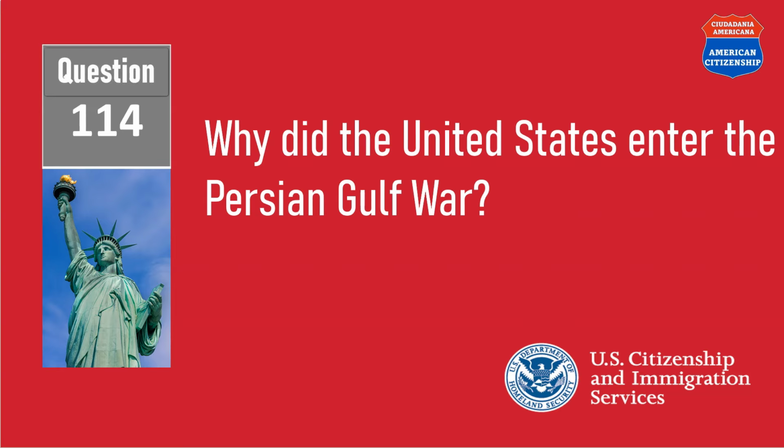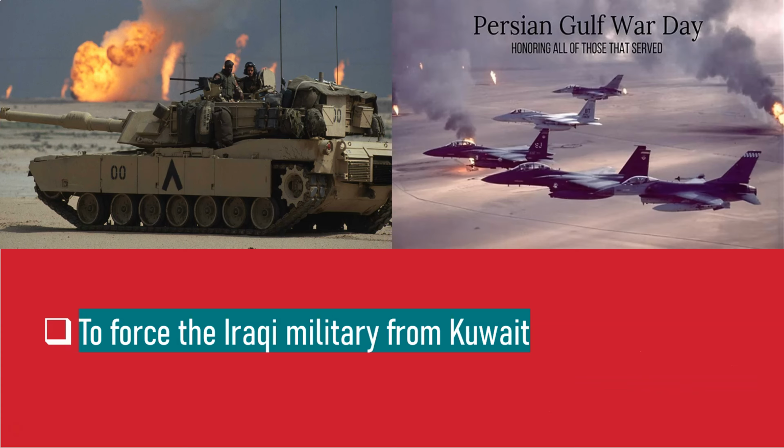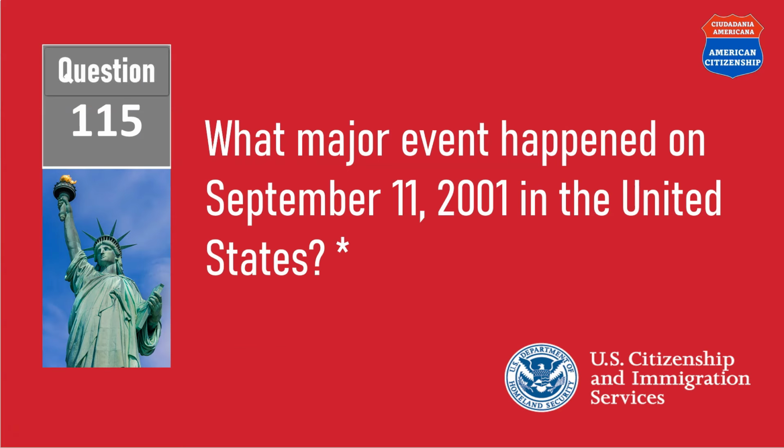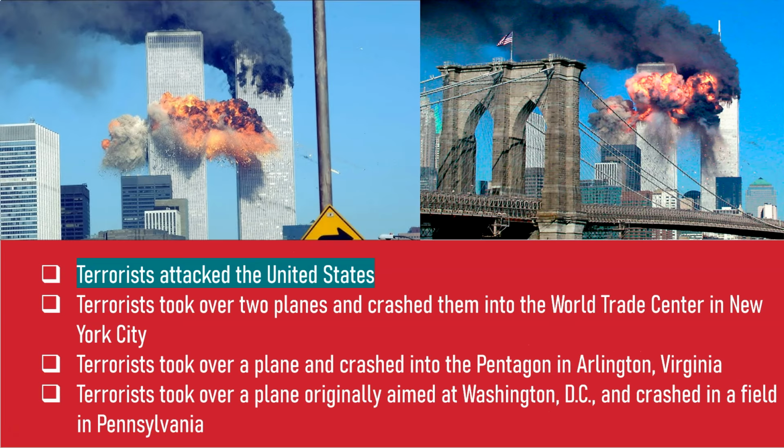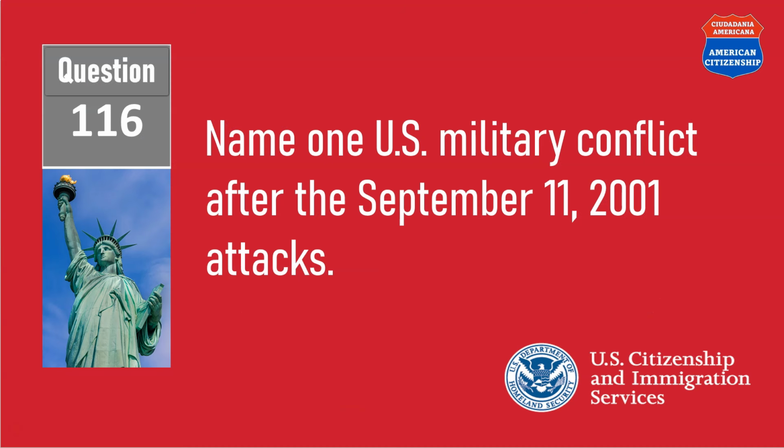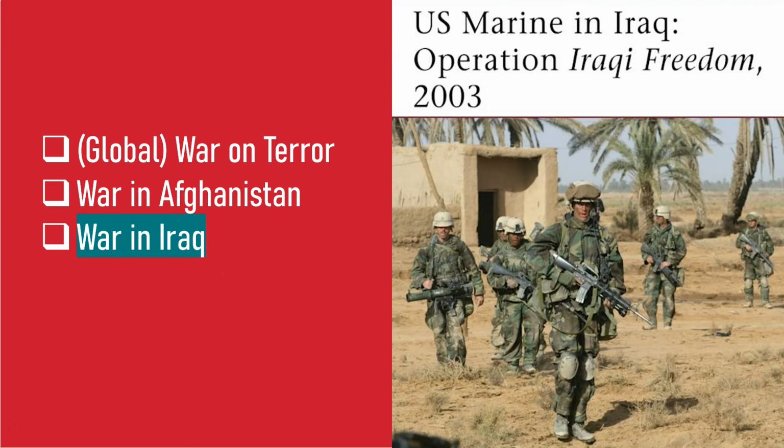Why did the United States enter the Persian Gulf War? To force the Iraqi military from Kuwait. What major event happened on September 11, 2001 in the United States? Terrorists attacked the United States. Name one U.S. military conflict after the September 11, 2001 attacks. War in Iraq.